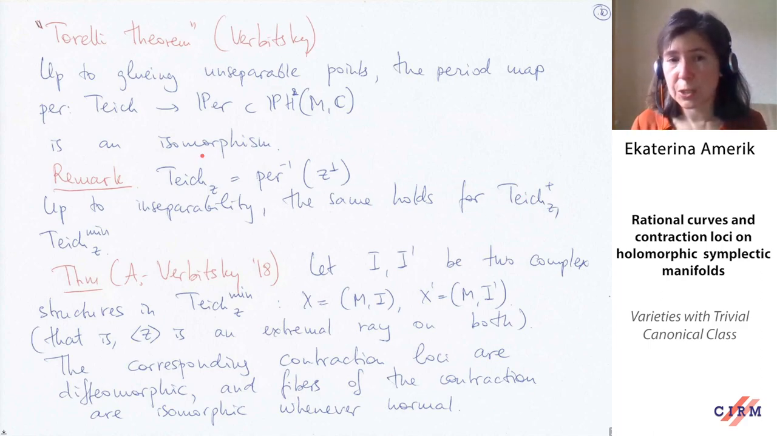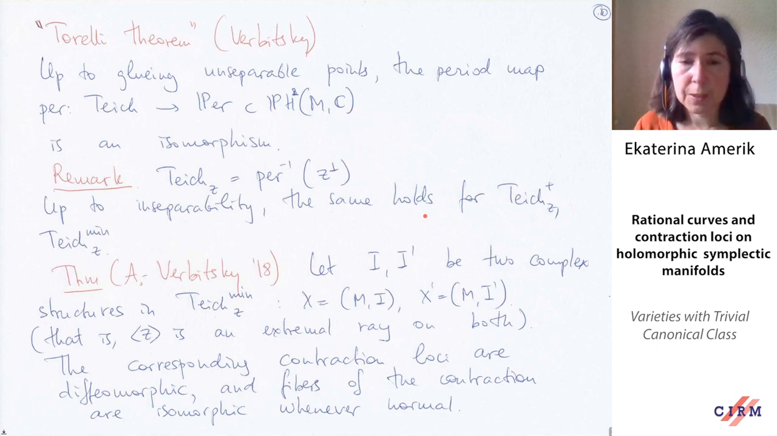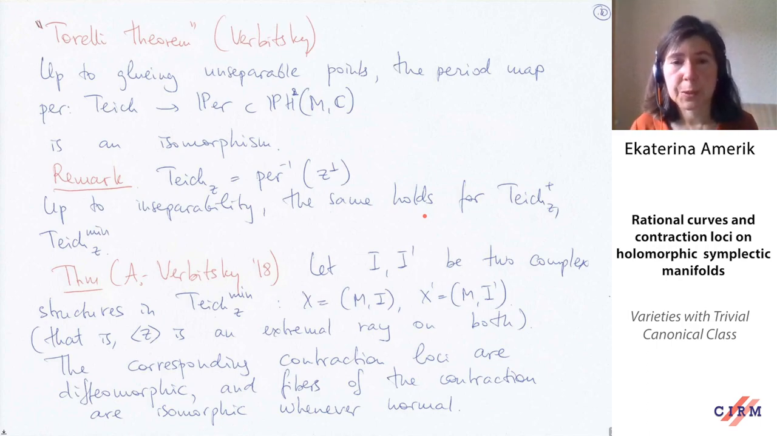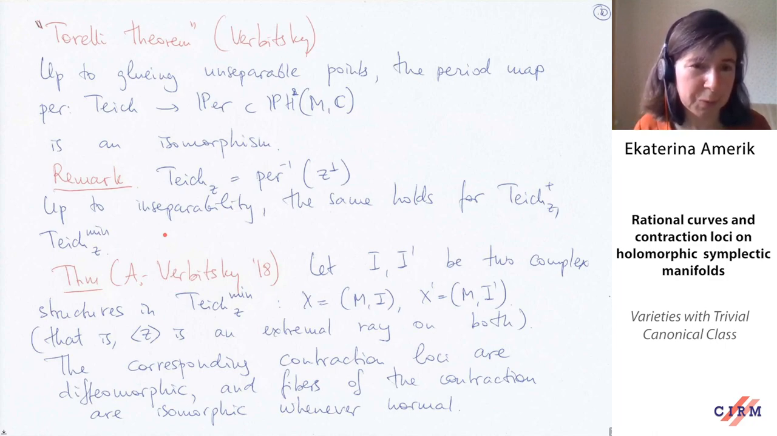Teich Z plus is just one half of this Teich Z. So in fact, this Teich Z is not separated even at its generic point, but you can split them in two, and this Teich plus Z is one half. So the period map from Teich plus Z to the period domain is also an isomorphism modulo gluing inseparable points. A somewhat surprising thing, but it becomes obvious when you think about it, but when you don't, it looks surprising, is that the same is true for Teich minimal.